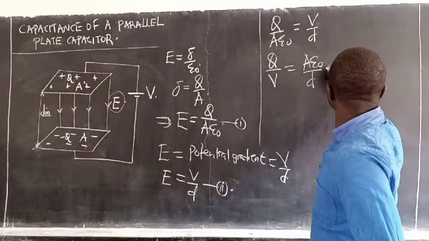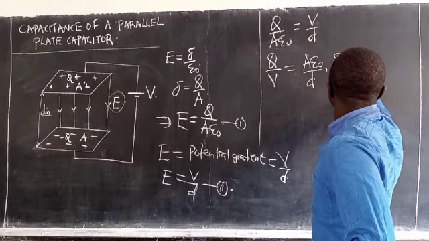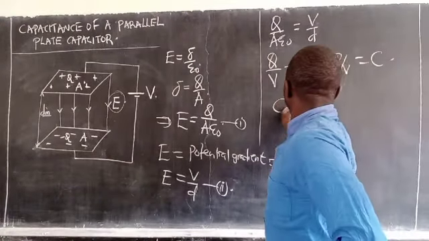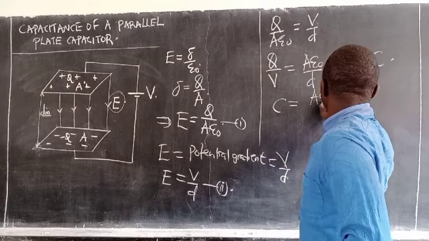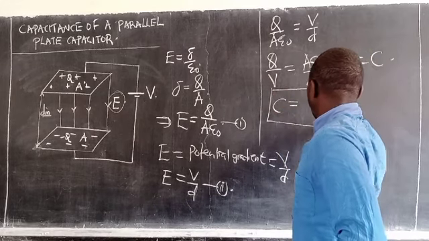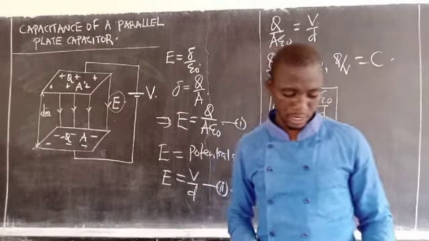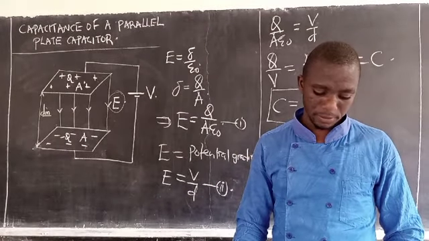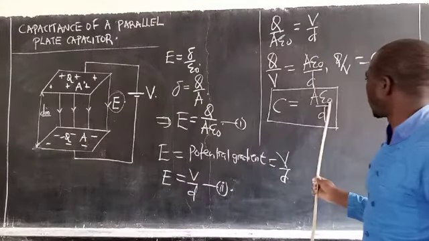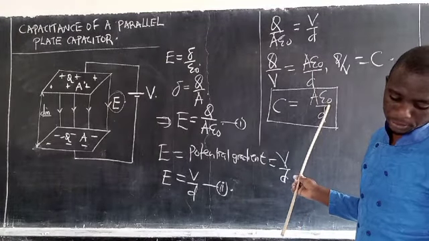But Q over V is the capacitance. Therefore, capacitance equals A epsilon naught over D. This is a very important statement, where epsilon naught is the permittivity of free space.